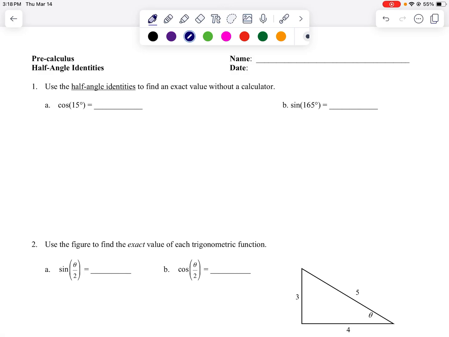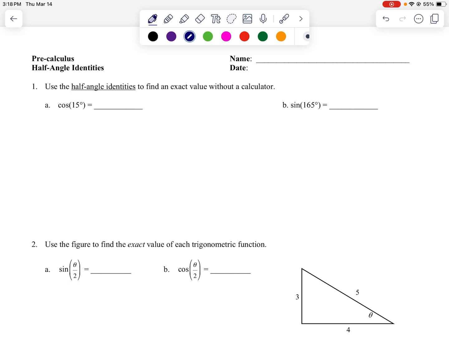All right, so today we're going to do the last set of identities on our yellow sheet. These are called the half-angle identities, and you'll notice that they're a little bit messier, and that is because they have that square root in there. So let's take a look at these last ones.